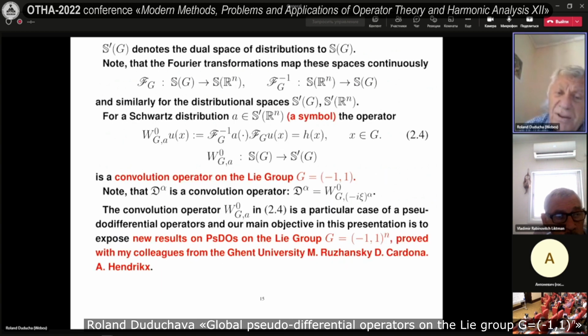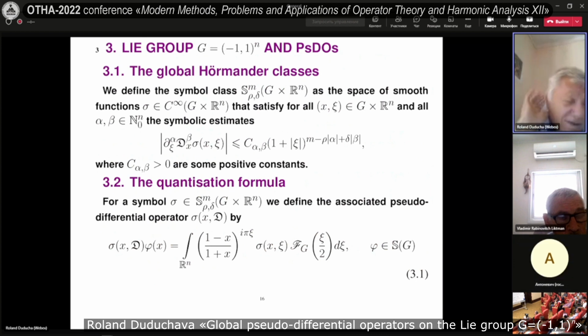Well, then the dual space and so on, and we have now the global... I think the time is running very fast, and I have to accelerate a bit. Well, global Hörmander classes. It is defined as usual, but the derivatives by x are taken with these weighted derivatives. In this sense, everything is the same, but the derivatives are different, and it satisfies this inequality.